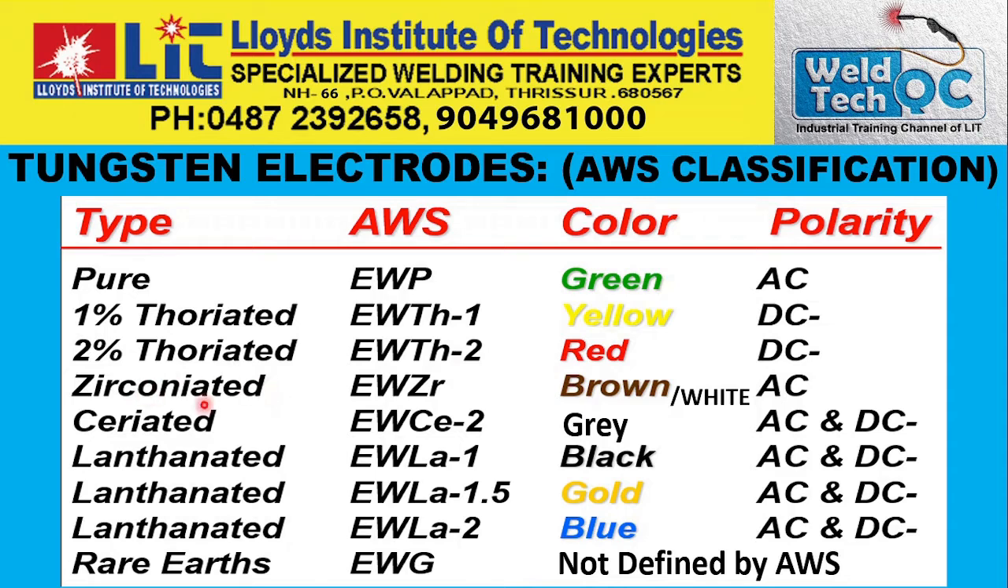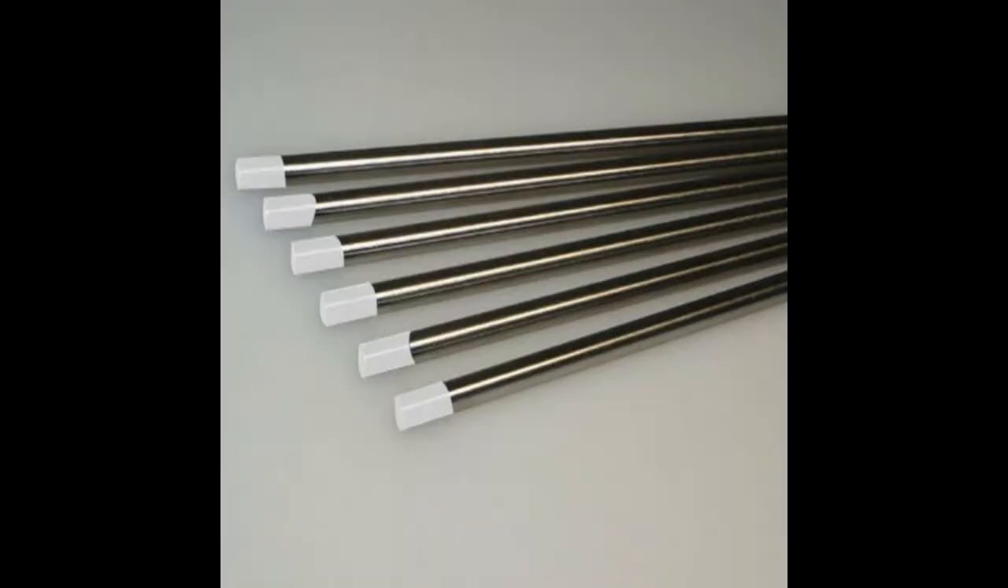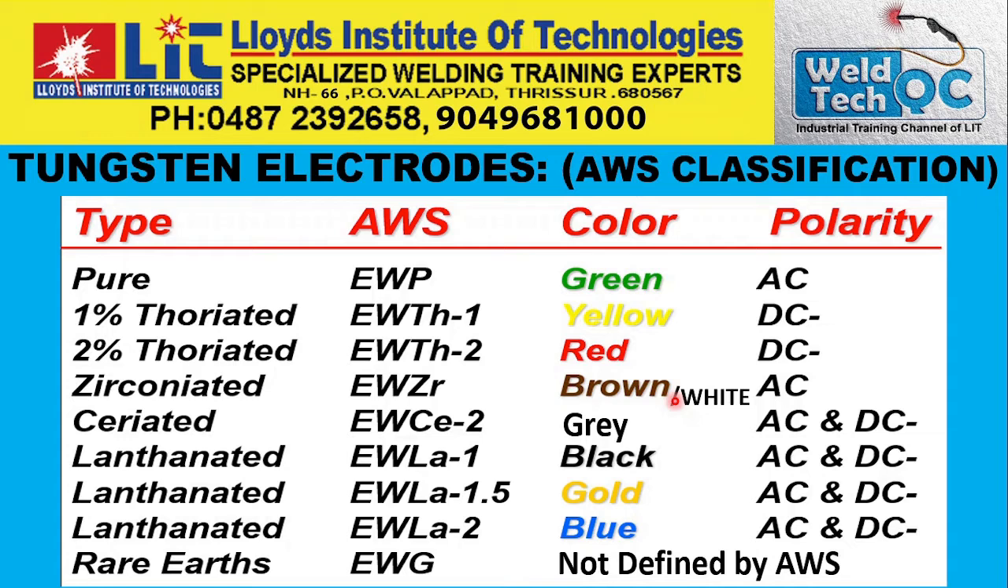Next in line is the zirconiated tungsten electrode. The AWS class is EWZr, which is mostly available in white color code, though brown is also available. This is the electrode most widely used for aluminum and magnesium TIG welding, and it uses AC polarity. Here you will require an AC welding power source.